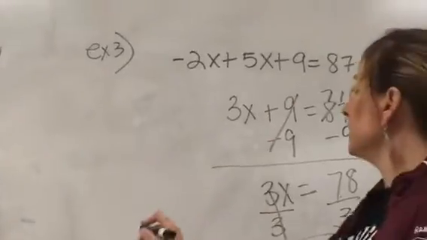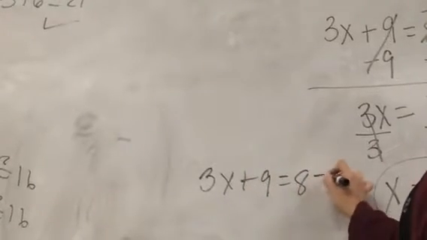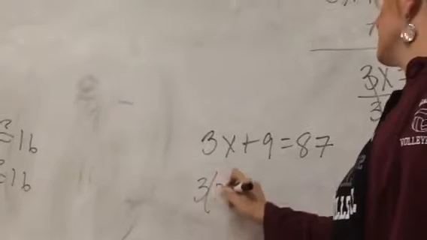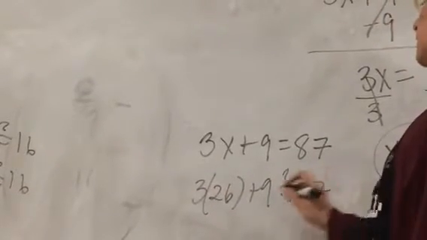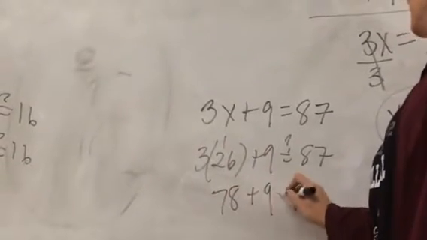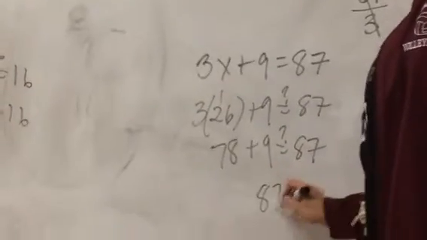Let's put it in and see if it works. We're going to combine the like terms first. 3x plus 9 equals 87. Now let's plug in the 26. 3 times 26 plus 9, does that equal 87? 3 times 6 is 18. Carry the 1, 6 and 1 is 7. Plus 9, does that equal 87? Yes, in fact, it does equal 87.